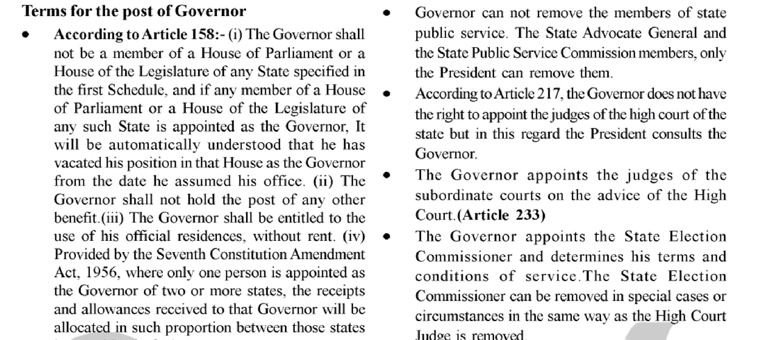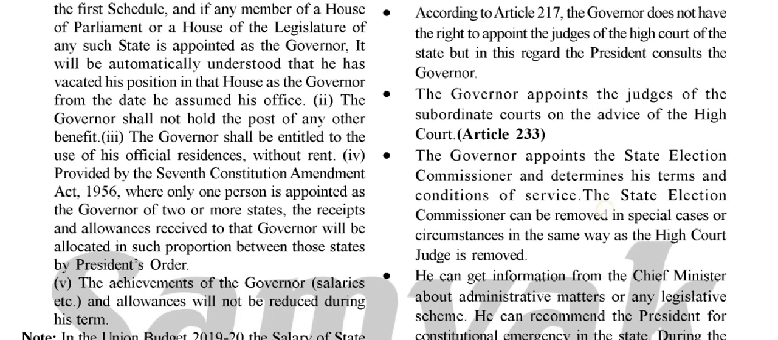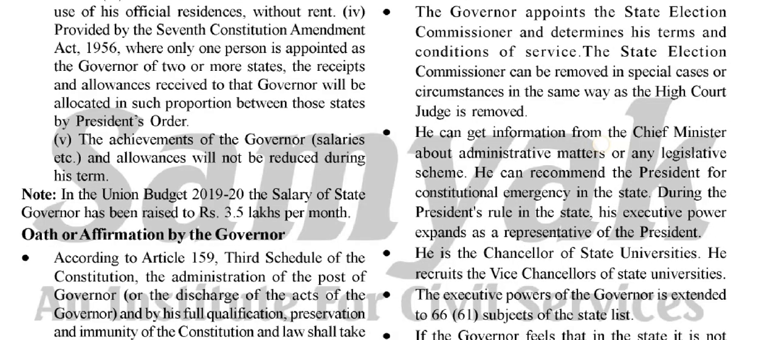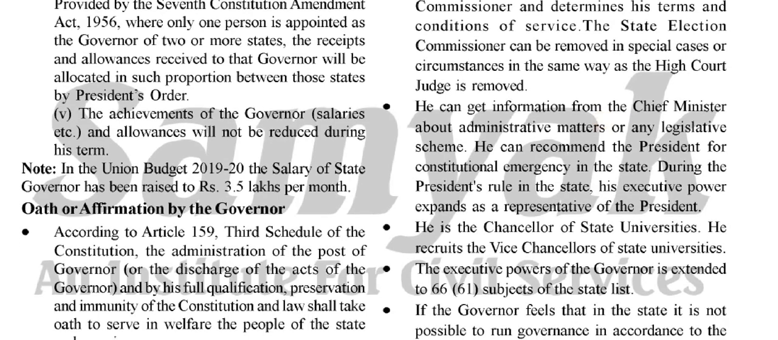The governor shall not hold any other office of profit. Third, the governor shall be entitled to the use of the official residence without rent. Fourth, provided by the 7th Constitution Amendment Act 1956, where only one person is appointed as the governor of two or more states, the emoluments and allowances payable to the governor will be allocated in such proportion between those states as determined by the president's order. Fifth, the emoluments, allowances, and privileges of the governor will not be reduced during his term. Note: in the Union Budget 2019-20, the salary of the state governor has been raised to 3.5 lakh per month.